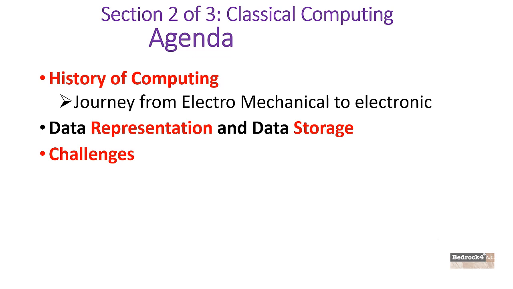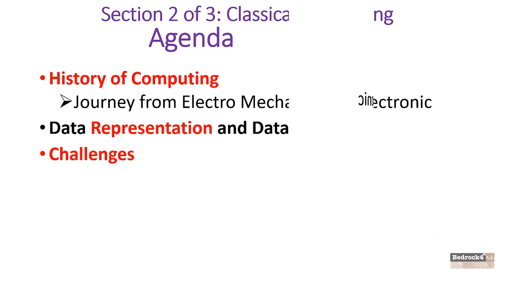Welcome to section 2. We will have a quick look at the progress of classical computers. Thereafter, we will understand how various classes of data are represented and stored in classical computers, and the quantum limitations faced by classical computers that propelled us towards building quantum computers.